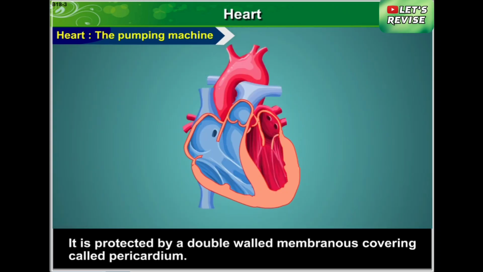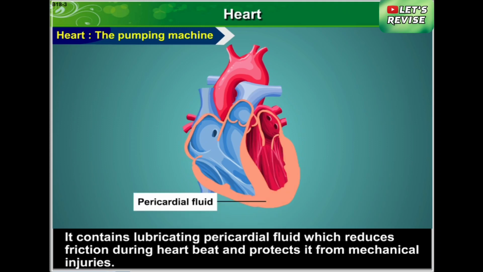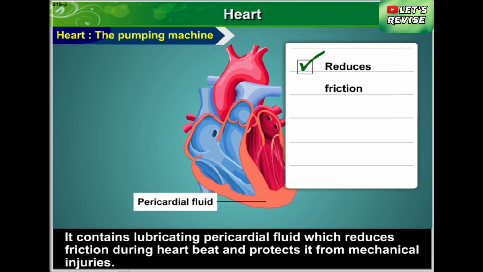It is protected by a double-walled membranous covering called pericardium. It contains lubricating pericardial fluid which reduces friction during heartbeat and protects it from mechanical injuries.